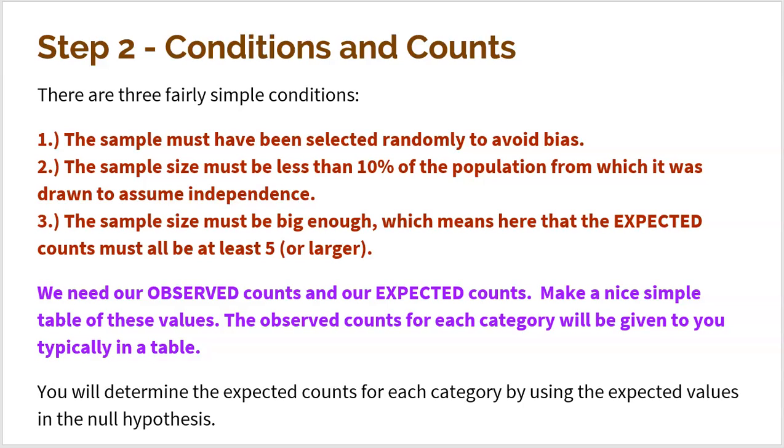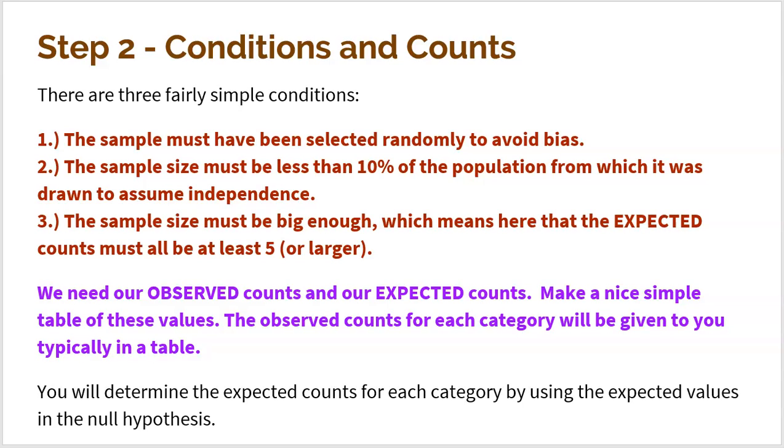And that violates independence. But that's where the 10% condition comes in and says, listen, as long as your sample is under 10% of the population, you're not going to change it enough for it to be that big of a deal. All right. Finally, the sample size must be big enough, which means that the expected counts must all be at least 5 or larger. Now, we still got a little bit of work to talk about what we mean by expected counts, but I think it'll be actually really, really easy.